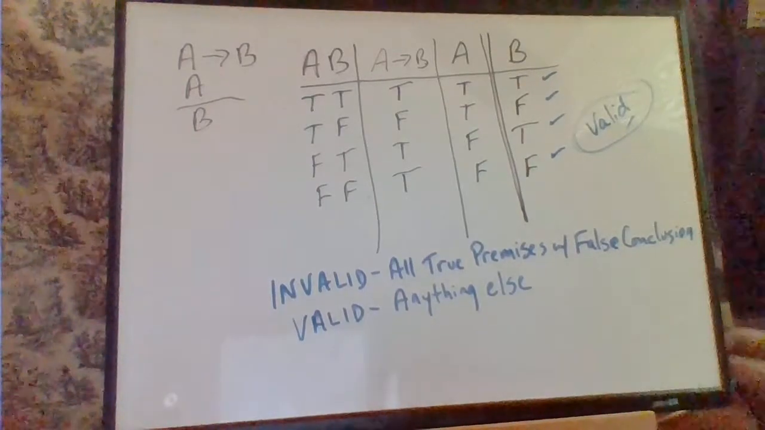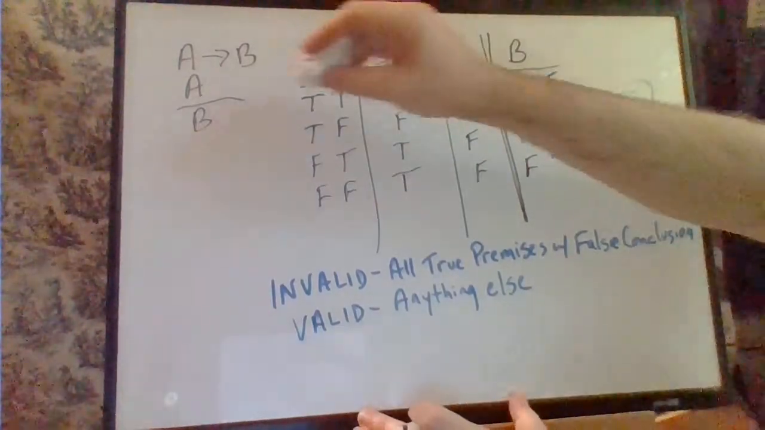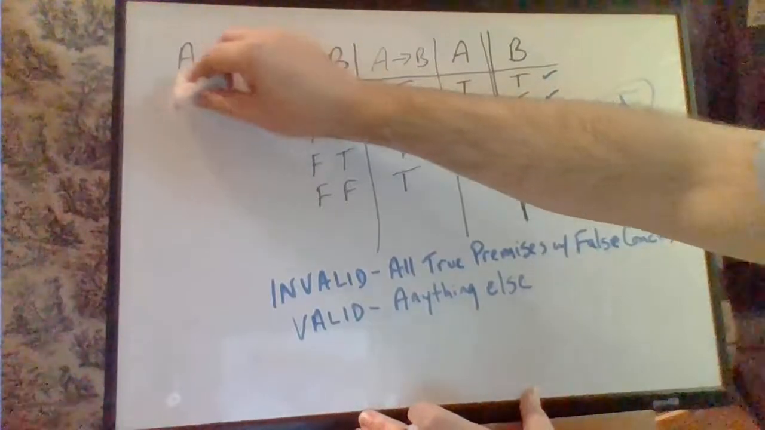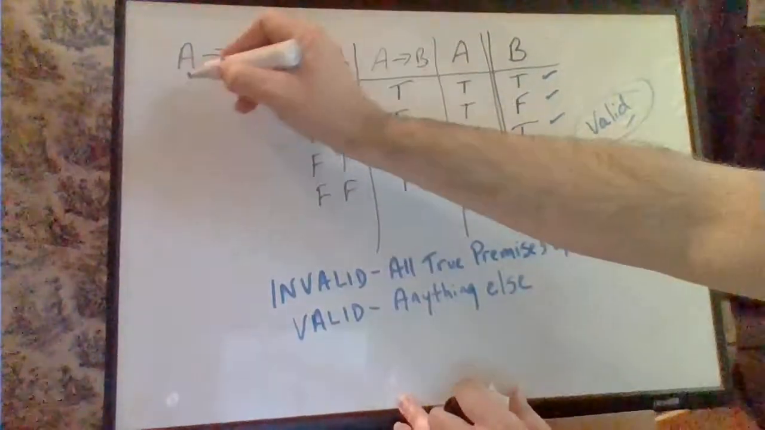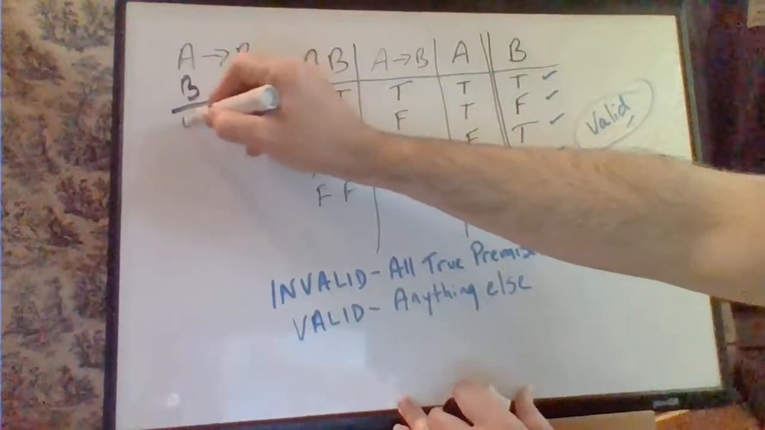Okay. Now let me show you one that's invalid, another very simple one. If A, then B; B; therefore A.